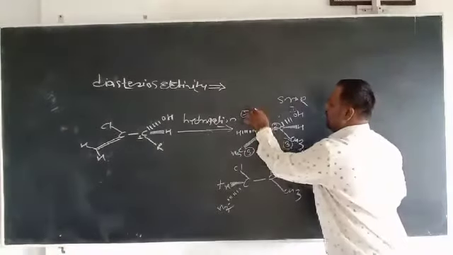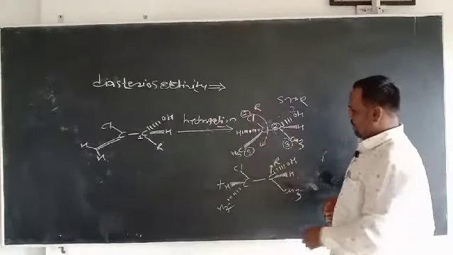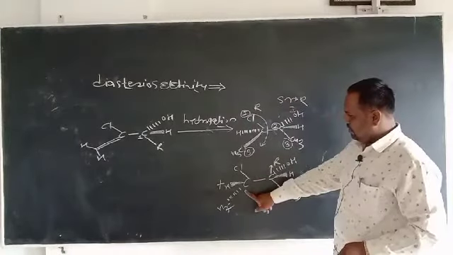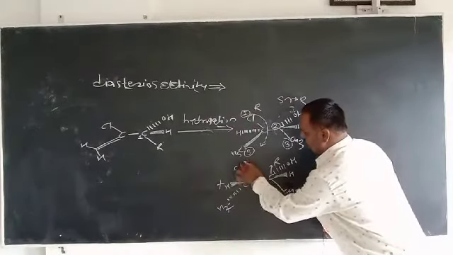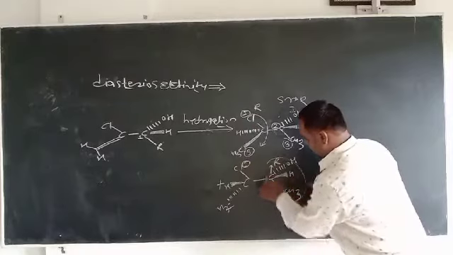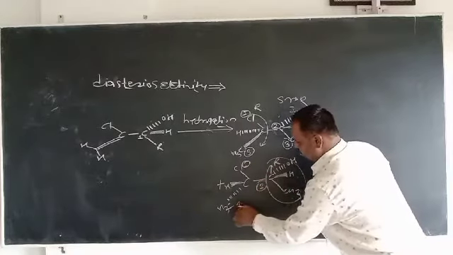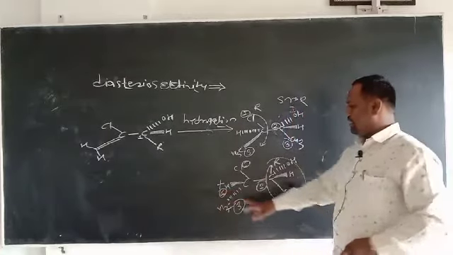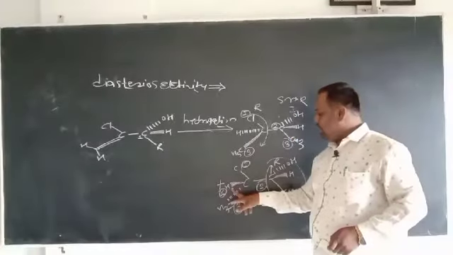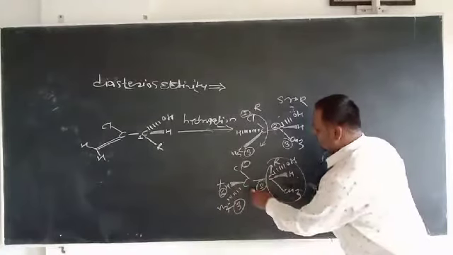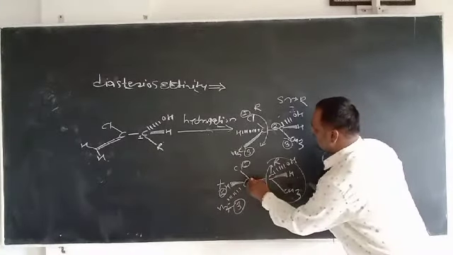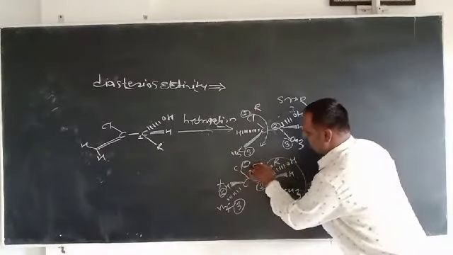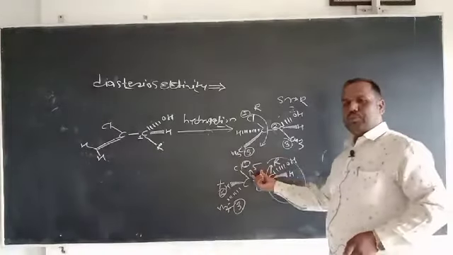Therefore, it has an R configuration. But in this case, if you consider this carbon, this chlorine has first priority, this whole group has second priority, this methyl has third priority, and this hydrogen has fourth priority. But in this case, the hydrogen is above the plane. Therefore, the R configuration is converted into S configuration.